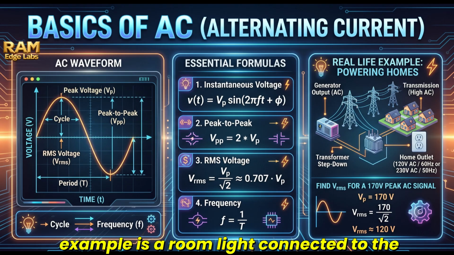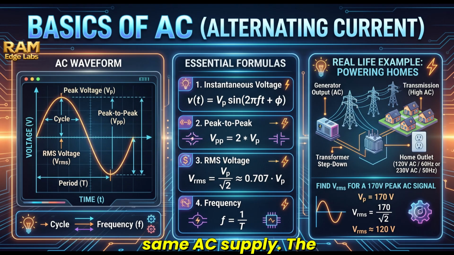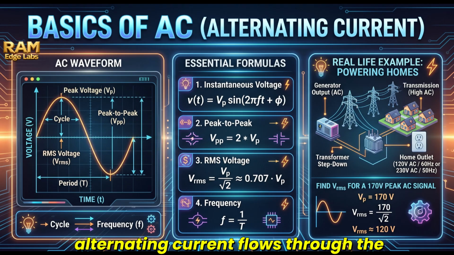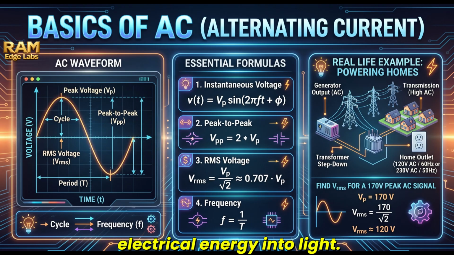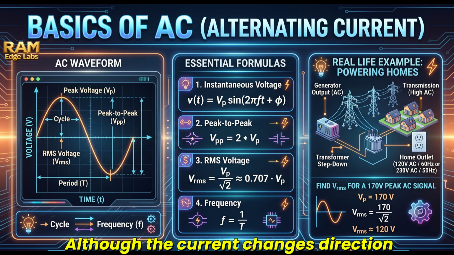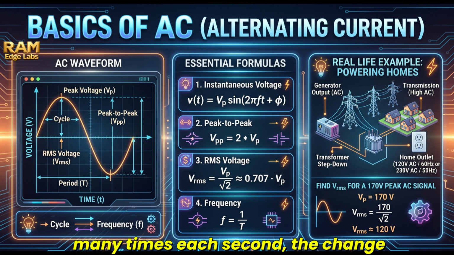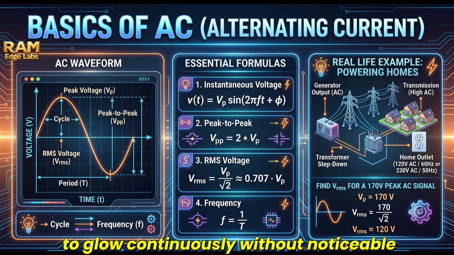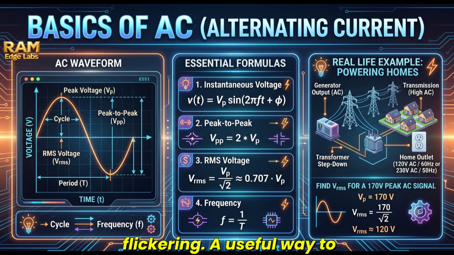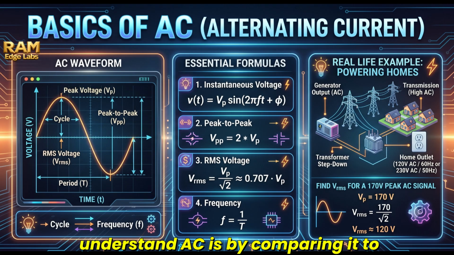Another common example is a room light connected to the same AC supply. The alternating current flows through the light bulb or LED driver, converting electrical energy into light. Although the current changes direction many times each second, the change happens so quickly that the light appears to glow continuously without noticeable flickering. A useful way to understand AC is by comparing it to ocean waves.